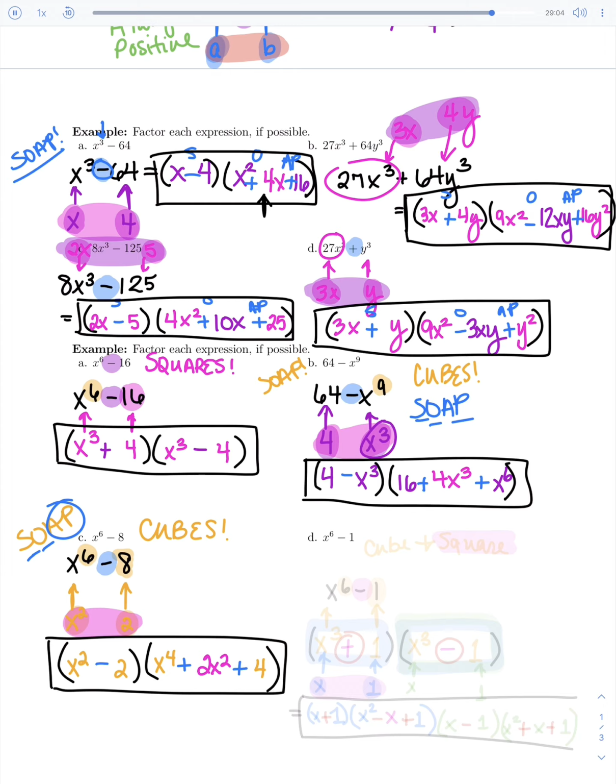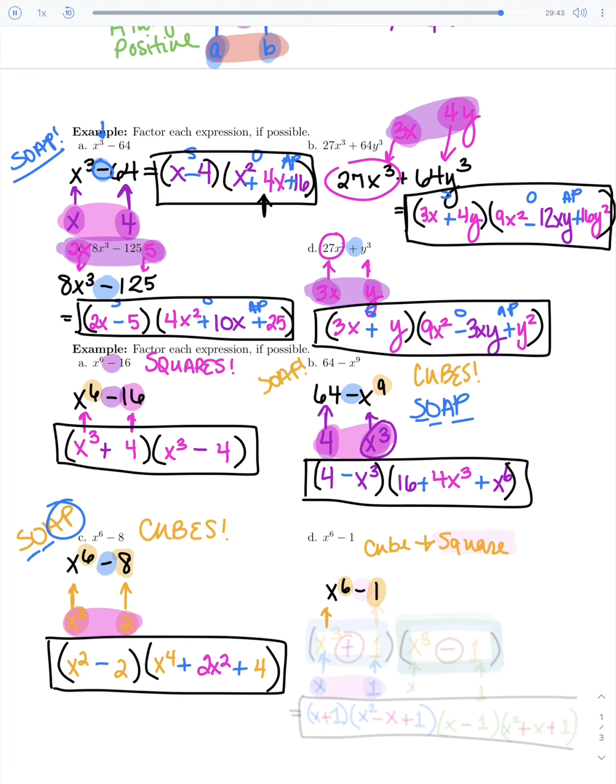I did want to take a look at D, but not actually do it, and wanted to point something out. In D, we've got x to the 6 minus 1. Notice, again, with the x to the 6, this could be a square or a cube. But this one is also different because 1 squared is also 1, and 1 cubed is also 1. So this is a weird combo where it's a cube and a square. So the thought would be that you have to do one and then the other.